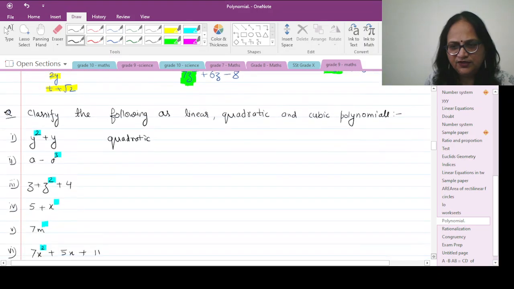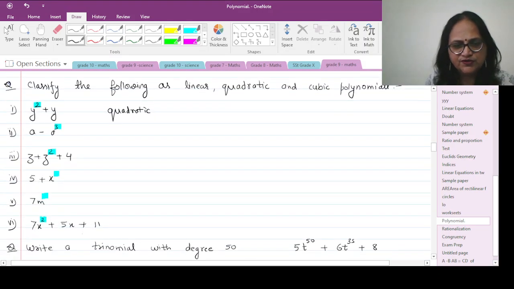You can refer the previous notes. A to the power 3 is cubic. Z to the power 2 is again quadratic. X to the power nothing is there, we will consider 1. So x to the power 1 is linear. M to the power 1 is again linear. X to the power 2 is quadratic.